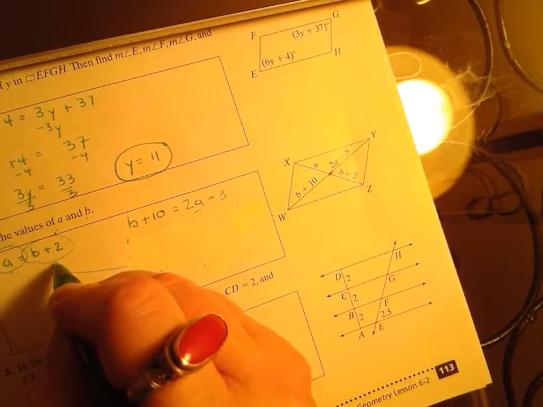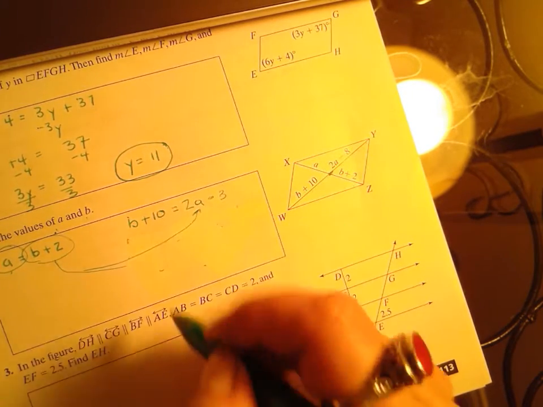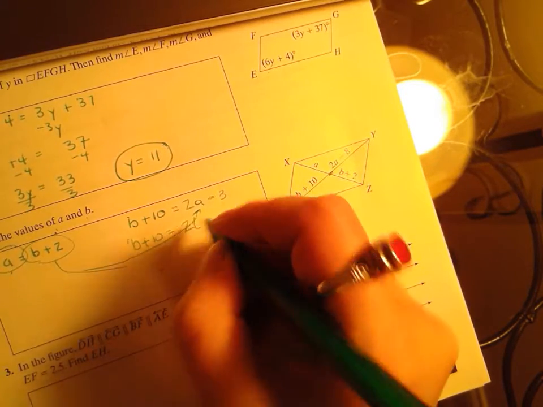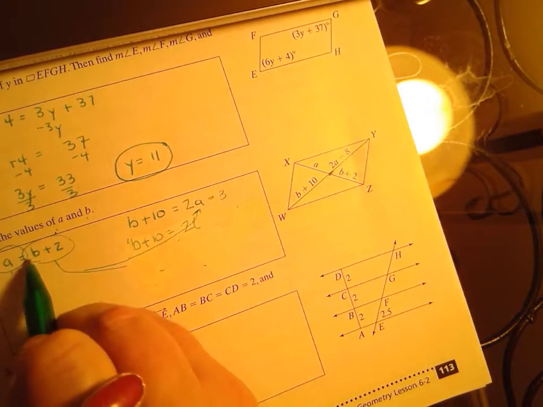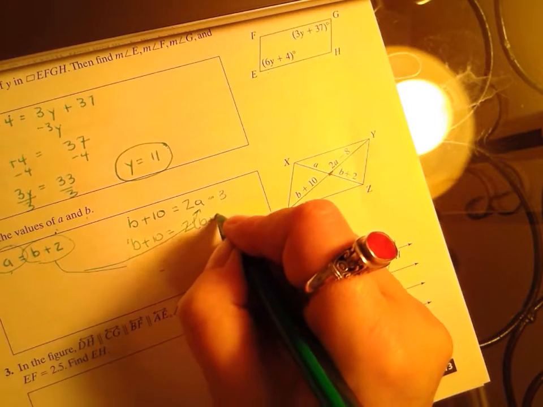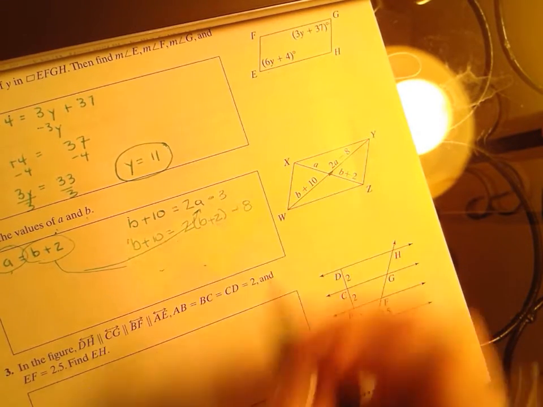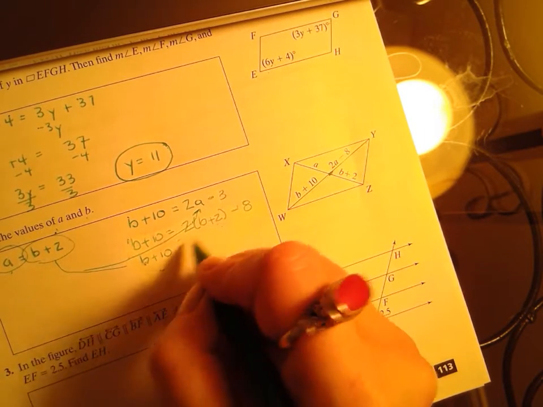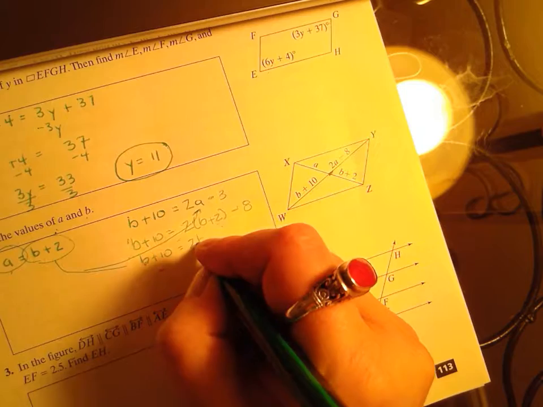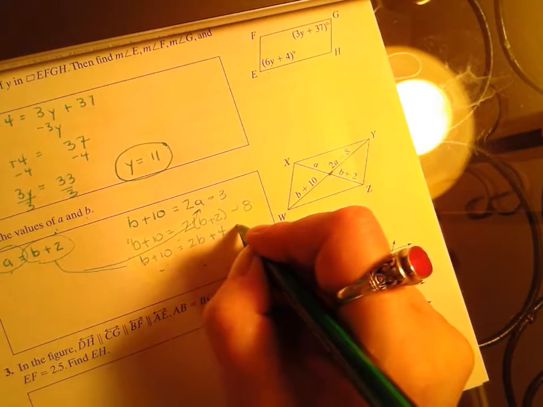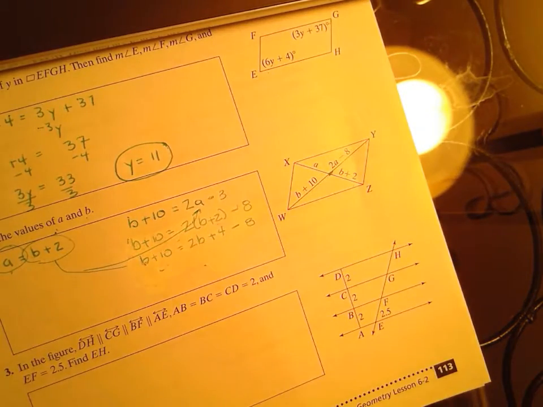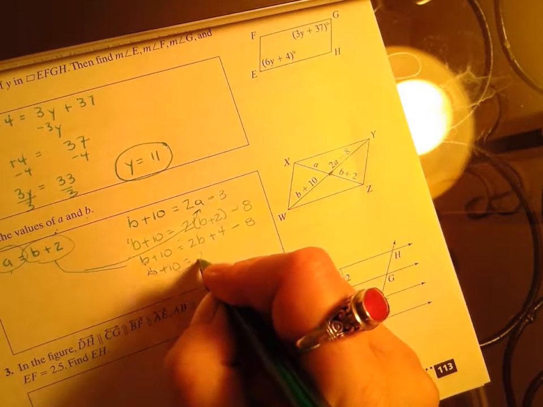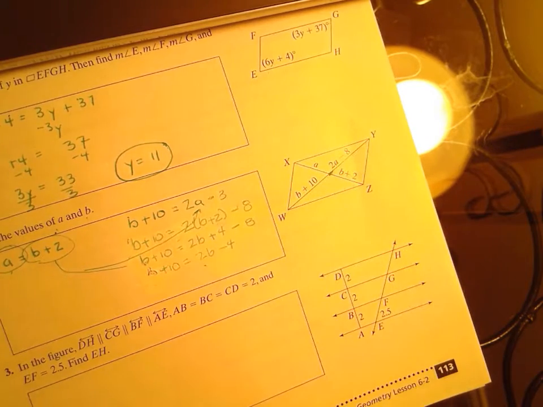So I'm going to substitute in for a. So b plus 10 equals 2 times a, which is the same as 2 times (b plus 2), minus 8. b plus 10, to make these parentheses go away, I'll make that 2b plus 4 minus 8. I can simplify this. b plus 10 equals 2b minus 4.